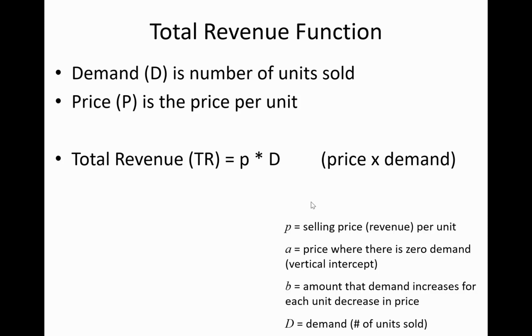Demand is how many units are sold. P is the price. And so if you want to know how much revenue your company is earning, that's simply the price multiplied by demand. Right? If you're selling cars, you sell 100 cars in a month. And if the average price of the car is $20,000, then your revenue would be 20,000 times 100. So what is that? 20 million?